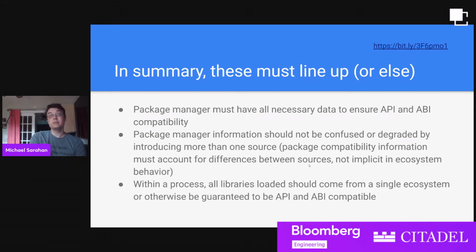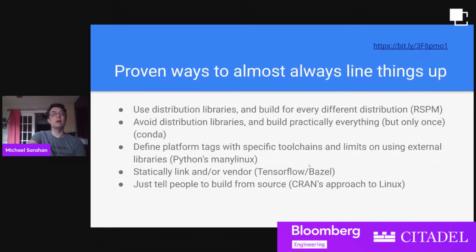And finally, within a process, you should try as much as possible to load stuff from a single ecosystem, because that's really the only way you can guarantee that things are actually compatible. There are a few different proven ways that ecosystems line things up. I work on RStudio's package manager. Its approach is to use system libraries, and as a result, the packages that it compiles, it has to compile for every single platform that we support. So we build binaries for something like 6 or 7 different Linux distributions, and we have to build out that matrix for every new package that comes out.